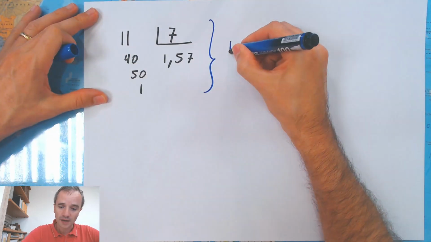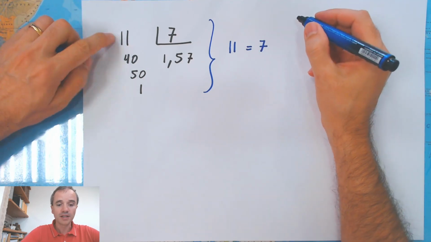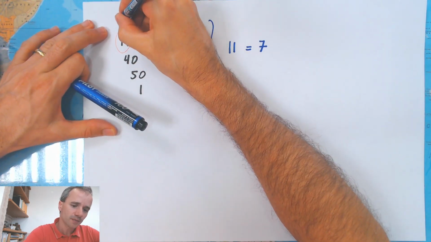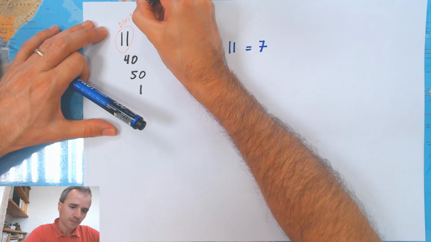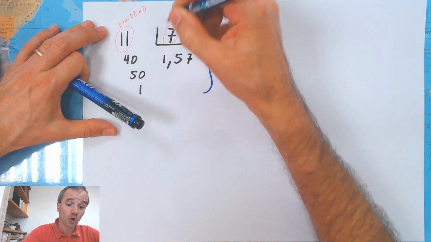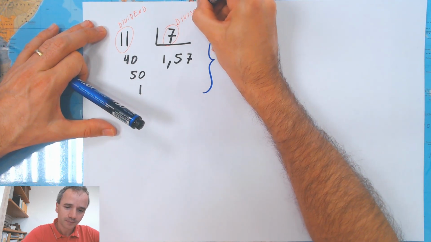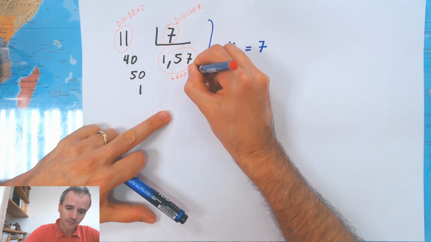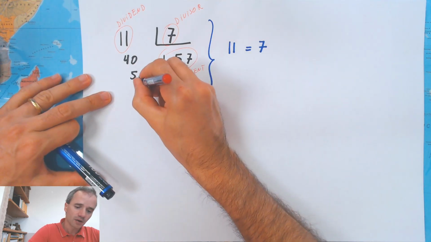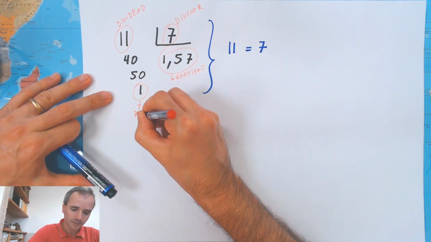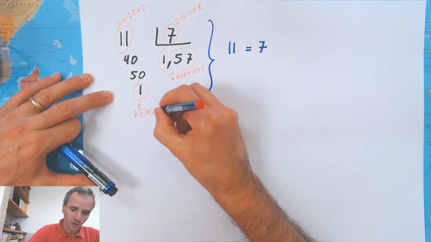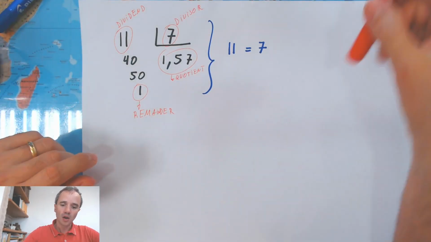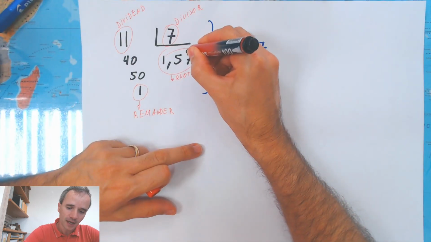Let's see. So 11, the dividend, remember, let's put the names. This is going to be the dividend. This is going to be the divisor, of course. It's going to be divided by the divisor. This guy is going to be the quotient. And this little fellow in here is going to be the remainder.